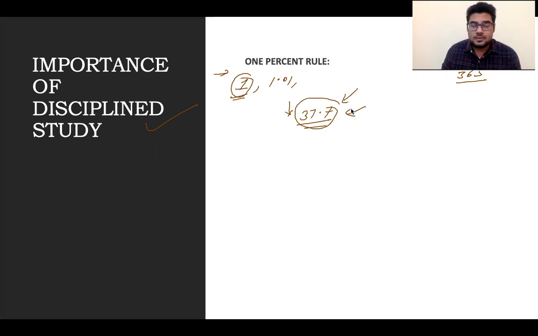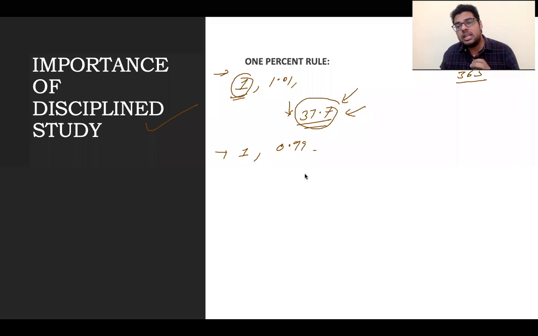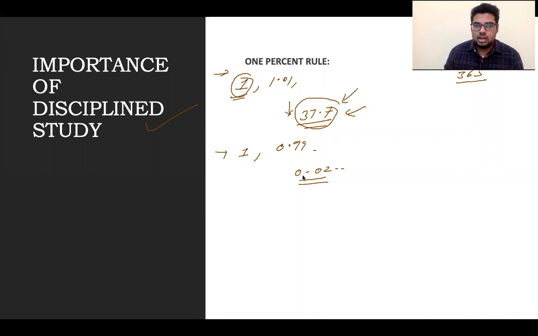Now, again, there is another example. If you are at this level 1 today on this scale, and if you deteriorate by 1%, now let us see what happens, right? So 0.99 and so on. If you keep on doing this for 365 days, you will be around 0.023 or 0.024, right? I don't know exactly, but it will be coming out around 0.02 something, right? You are finished. Understand this.